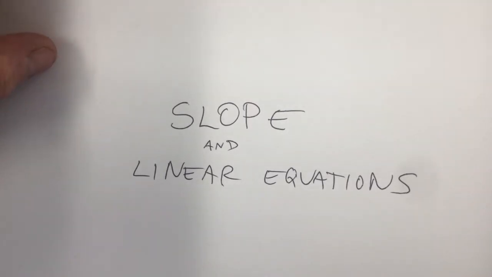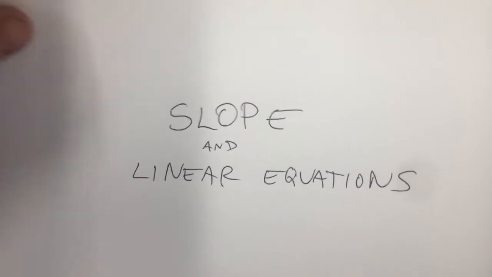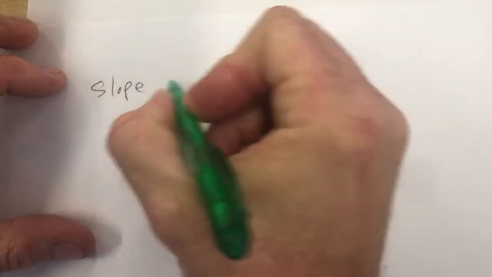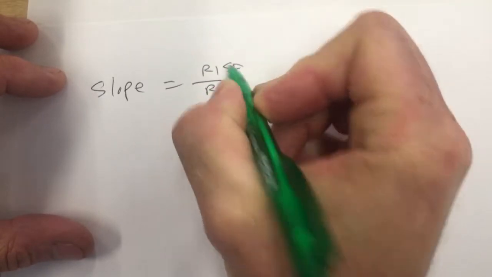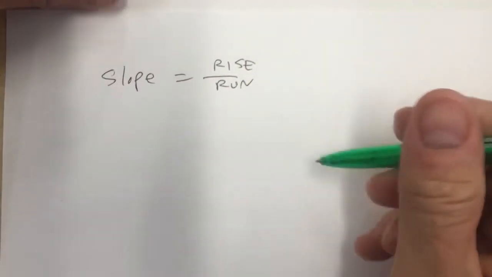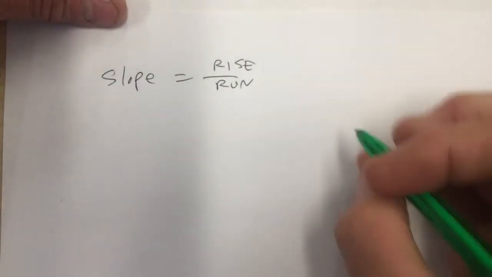All right, we're looking at slope and linear equations. Slope is rise over run. Slope tells you how steep something is.